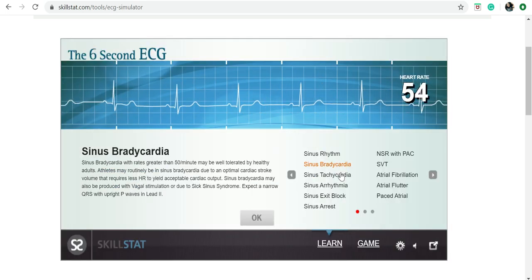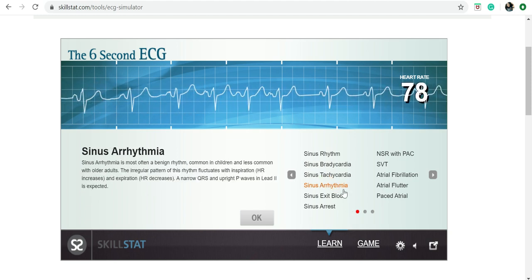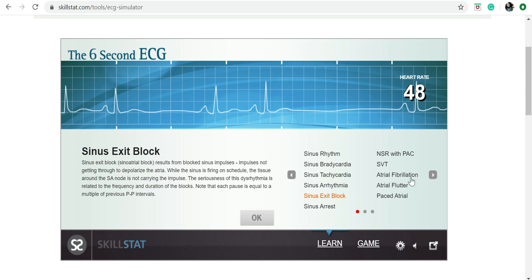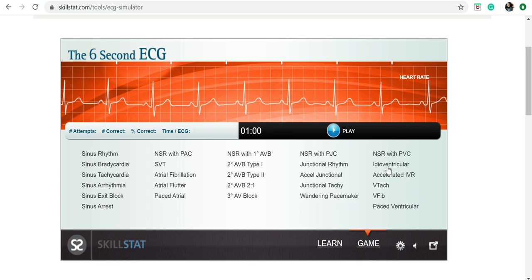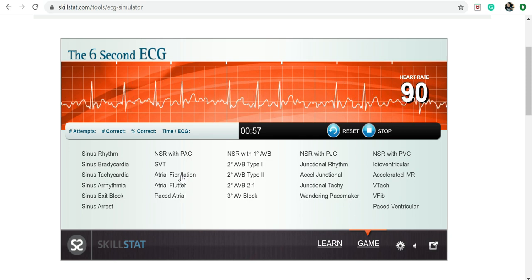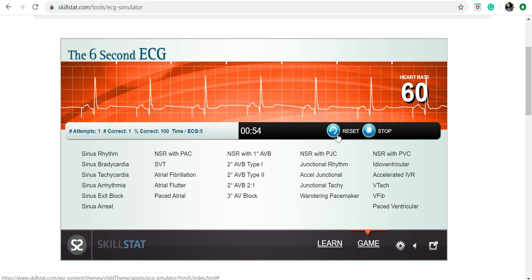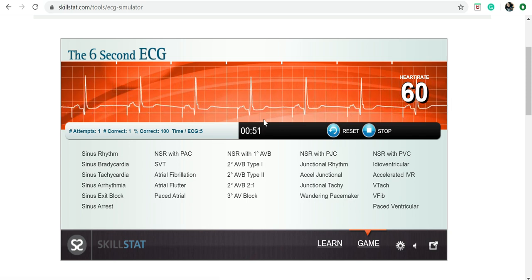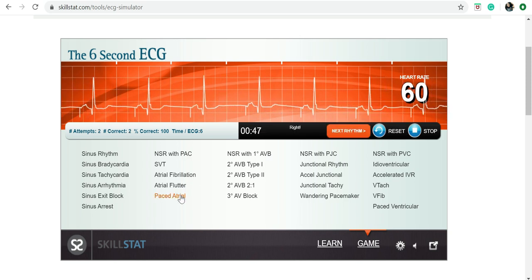So if I'm learning about different rhythms, I can learn and they'll give me some information and also show me what the rhythm would look like on a monitor. And then I could play a game to test my knowledge, and I really like that. So here, let's see if I can get this right. Yep, I got it. Let's see, this one looks like a pacemaker. Let's see, atrial pace. Where's that? I got it.